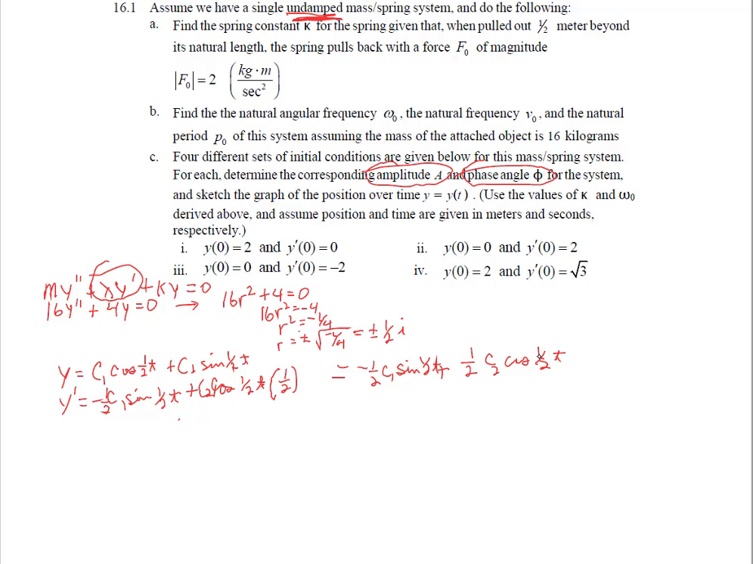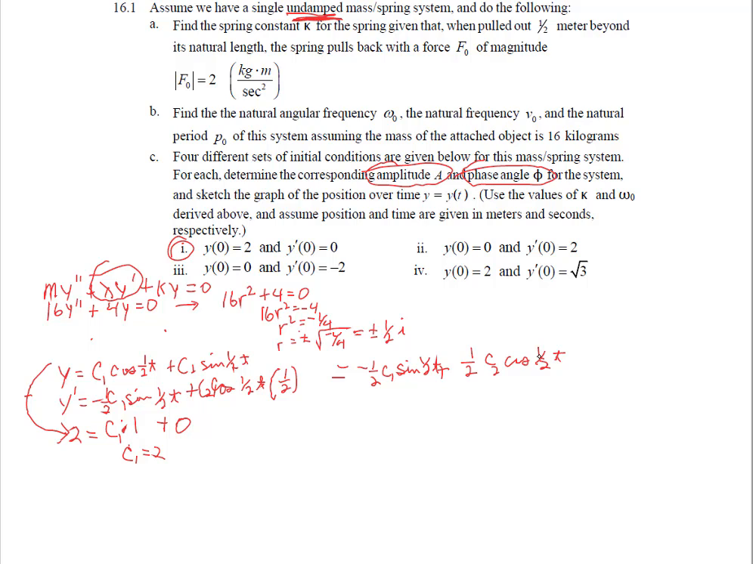Okay, so let's take the first one here. We know y of 0 equals 2, so if we take our y, this will be a 2 for y, c1 times the cosine of 0, which is 1, plus c2 times the sine of 0, which is just going to be 0. So we get c1 equals 2.